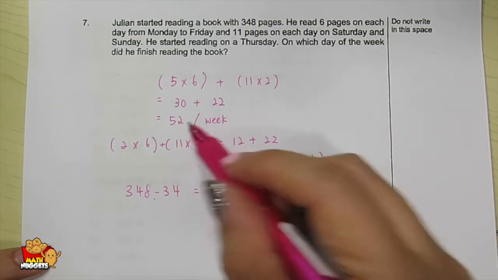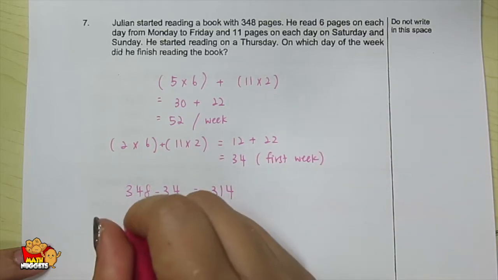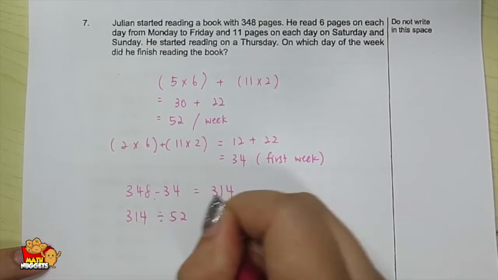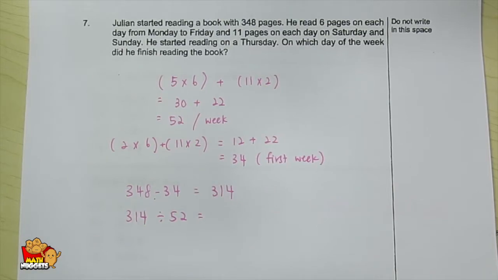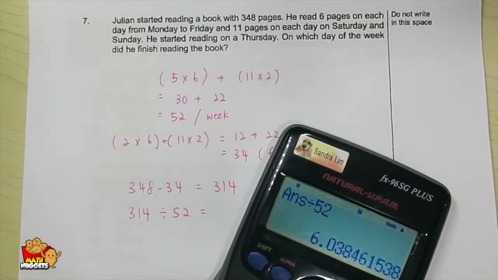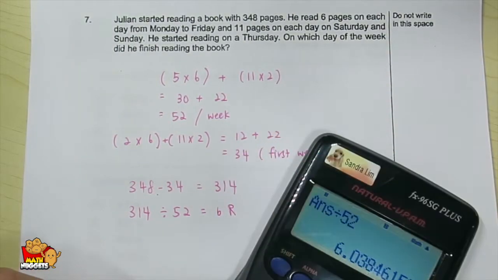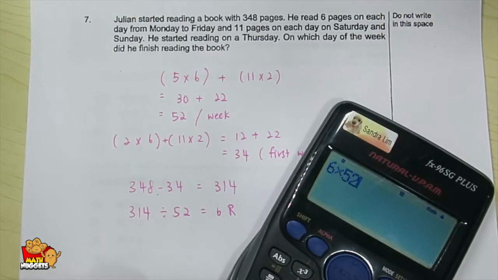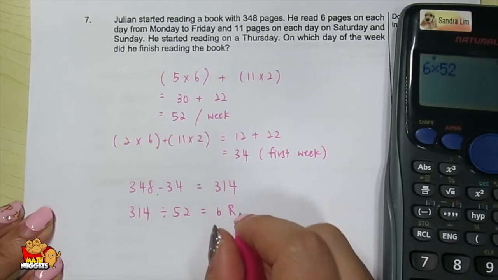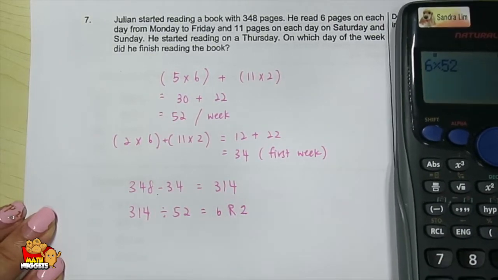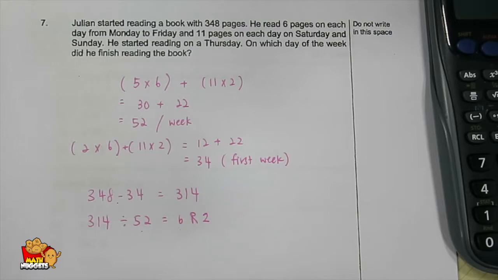Subsequently, every week he reads 52 pages per week. So 314 divided by 52 to find out how many weeks. So 314 divided by 52, I get 6 point something. So I'll just take the whole number, which is 6, and find the remainder. This tells me there are 6 sets of 52. So I work backwards. 6 times 52, 312. So 314 minus 312, I get remainder of 2. Remaining 2 pages.